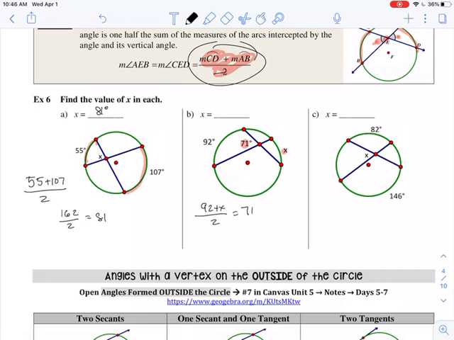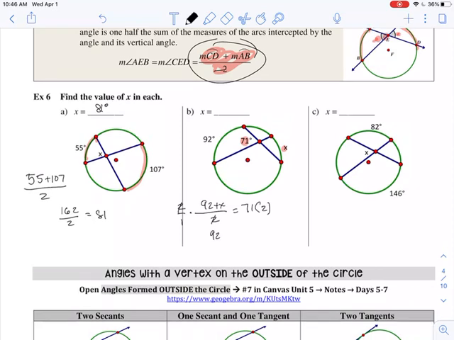Now normally we want to try to just get rid of this 2 here. So in order to do that, we're going to multiply by 2. But to keep the equation balanced, I need to do that to both sides of the equation. So when I do that, I can cancel out my fraction there. And then 71 times 2 is going to be 142. So I end up with 92 plus x equals 142.